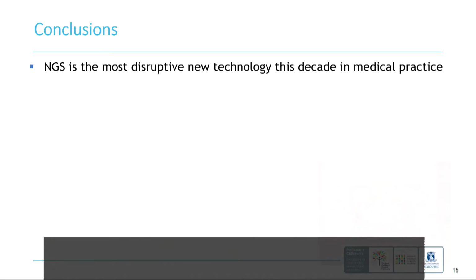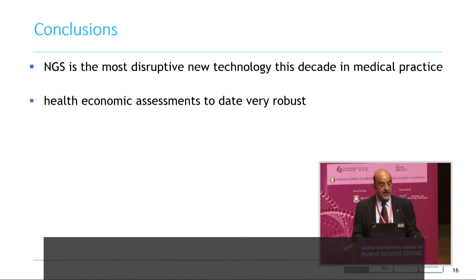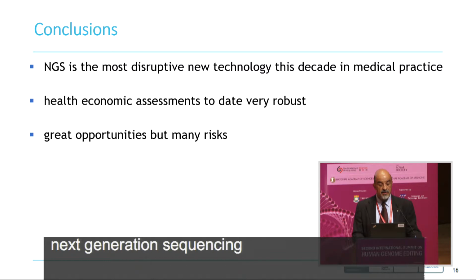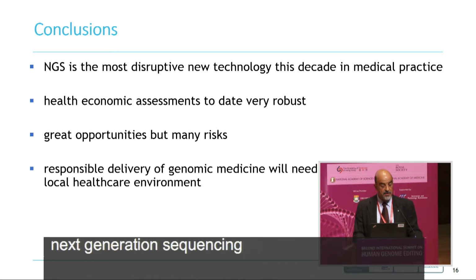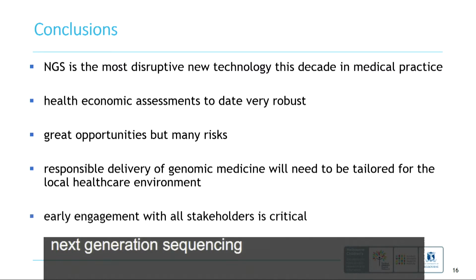So in conclusion, I would venture to say that next-generation sequencing is one of the most disruptive new technologies entered into healthcare in the last decade. Health economic analyses are certainly robust in demonstrating the value of these technologies. There are great opportunities that we face, but certainly risks that need to be addressed from an ethical, legal and social perspective. And so responsible delivery of genomic medicine needs to be tailored to healthcare, and we need to have an early engagement of all of the stakeholders, including government, policymakers and the community.